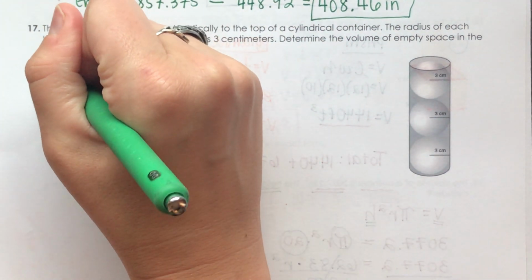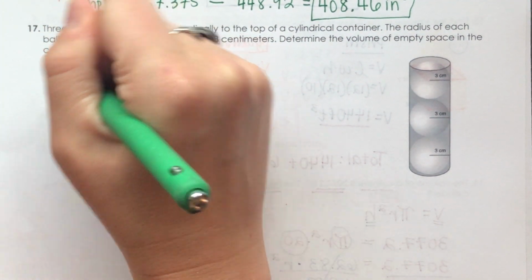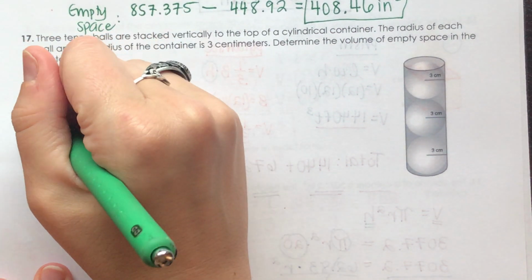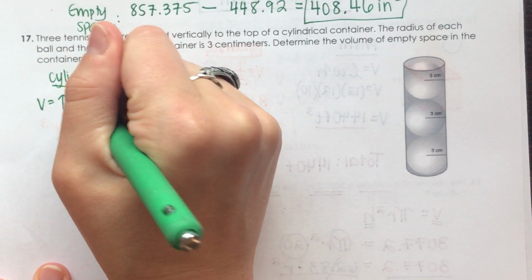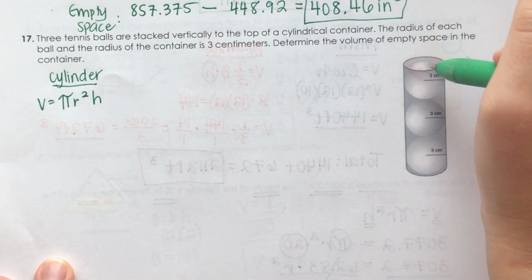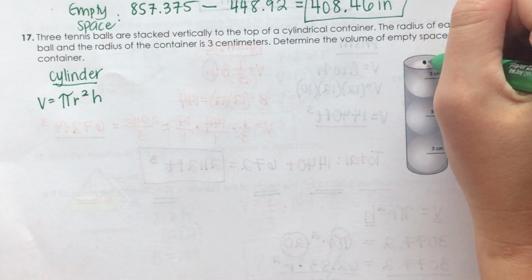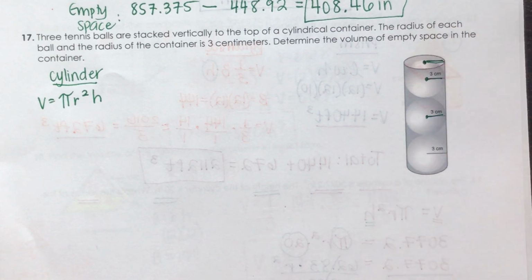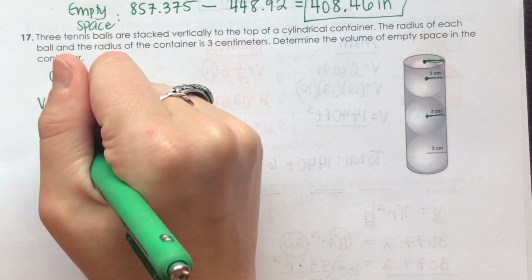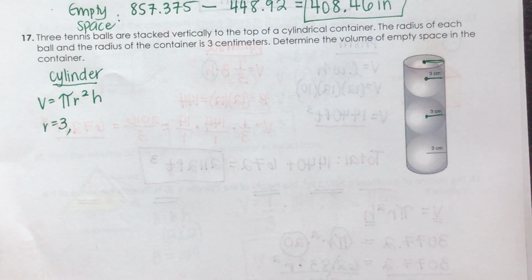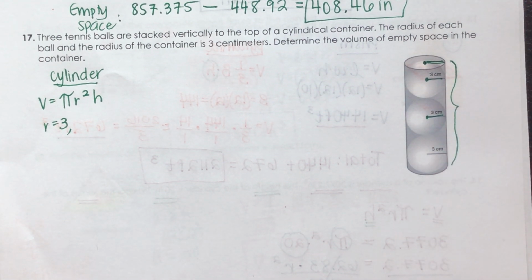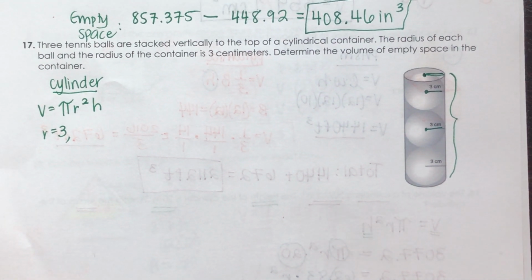First thing I'm going to do is the cylinder. Okay, to find the volume of a cylinder, I do pi r squared h. Now, I know the radius of the cylinder because it's the same radius of the spheres. So my radius is going to be 3. Now, here's the hard part. I go, what the heck is the height of this whole container? Well, let's think about it logically.